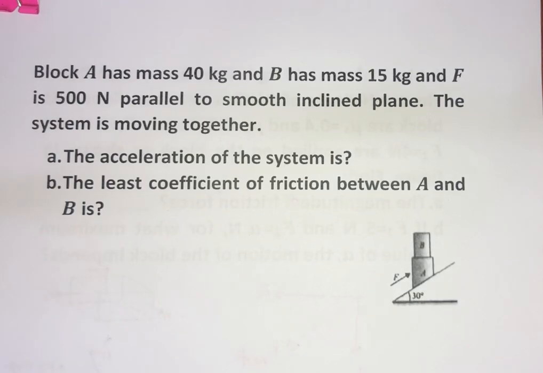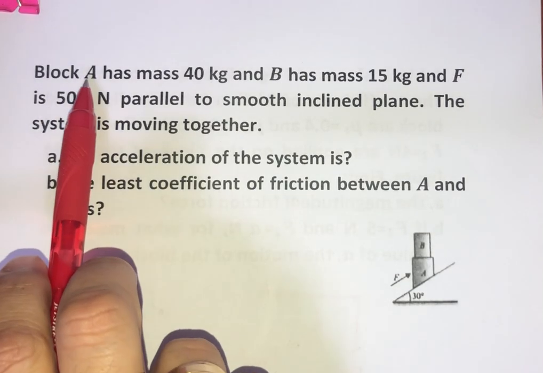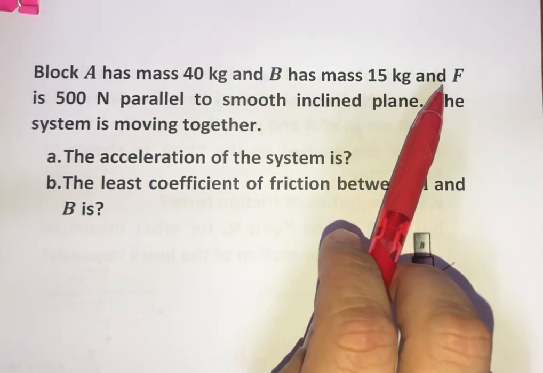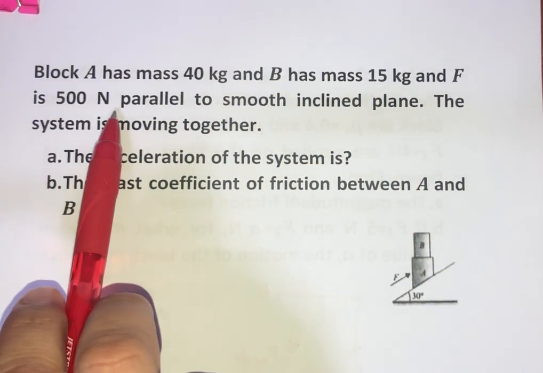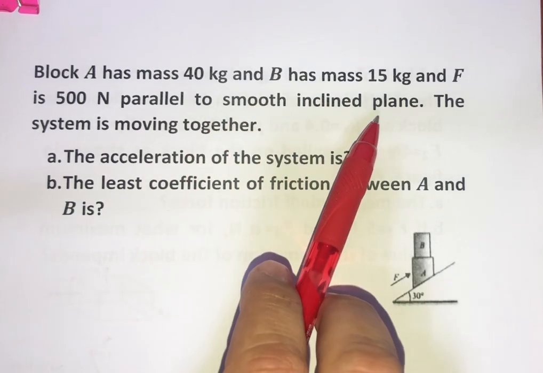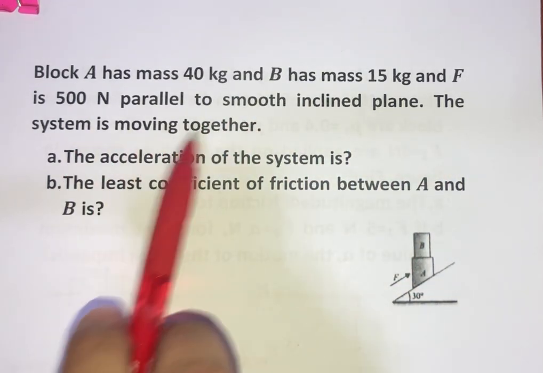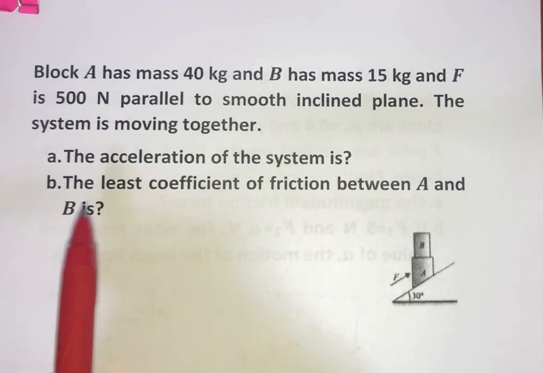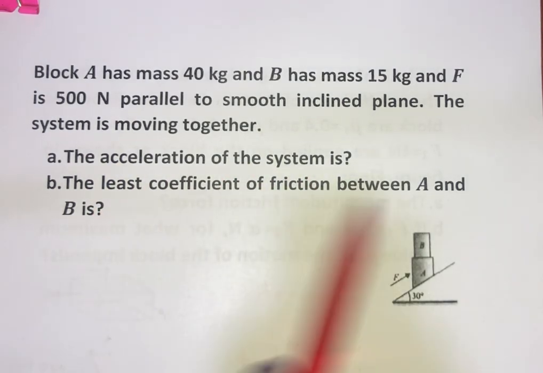Hello friends, in today's question, block A has a mass of 40 kg and B has a mass of 15 kg, and F is 500 Newton parallel to a smooth inclined plane. The system is moving together. We have to find two things: the acceleration of the system and the least coefficient of friction between A and B.